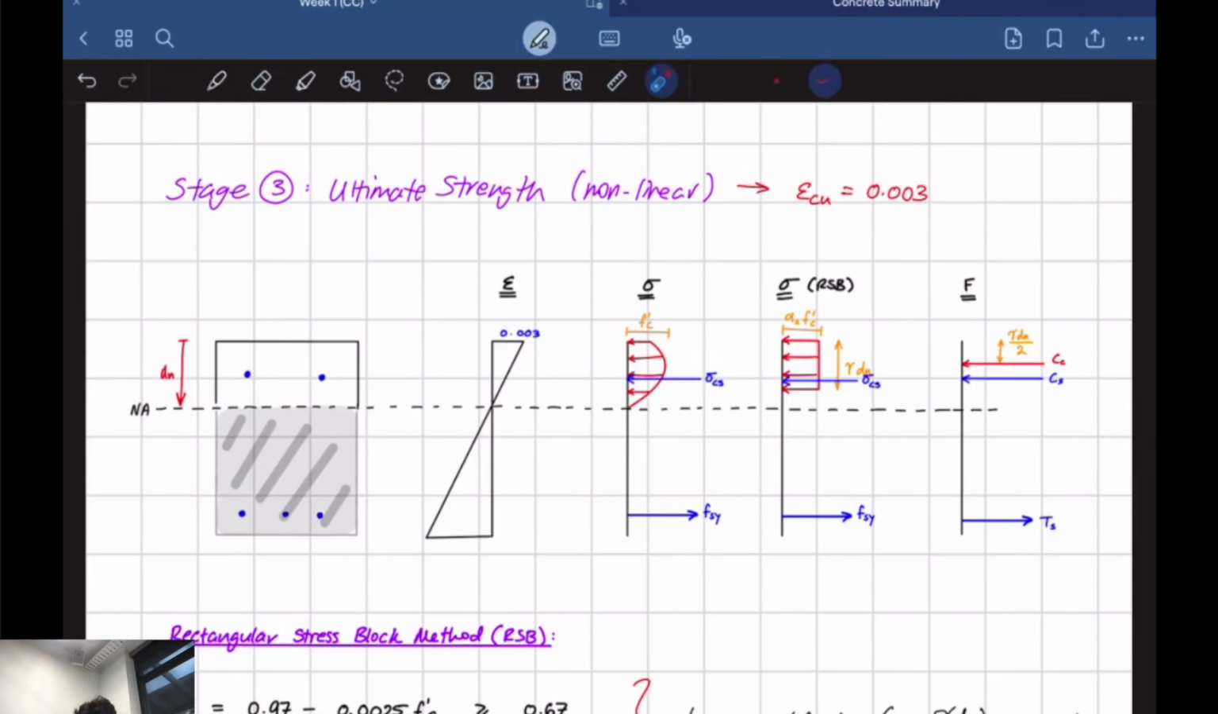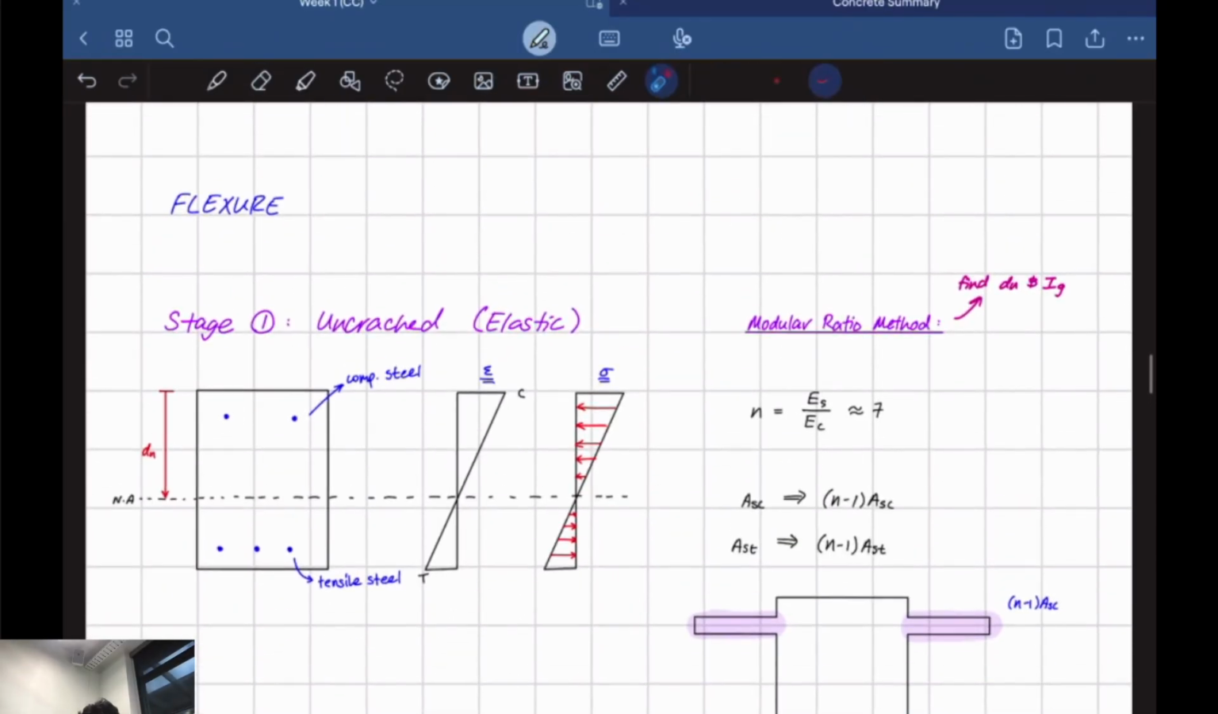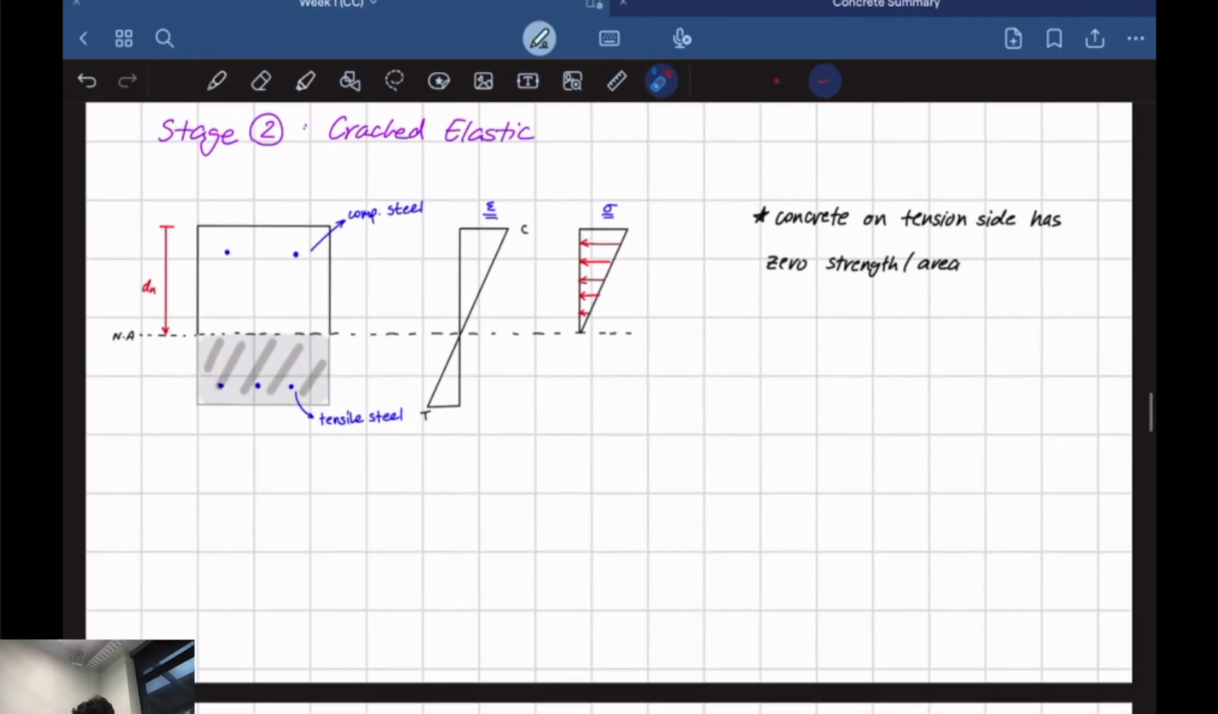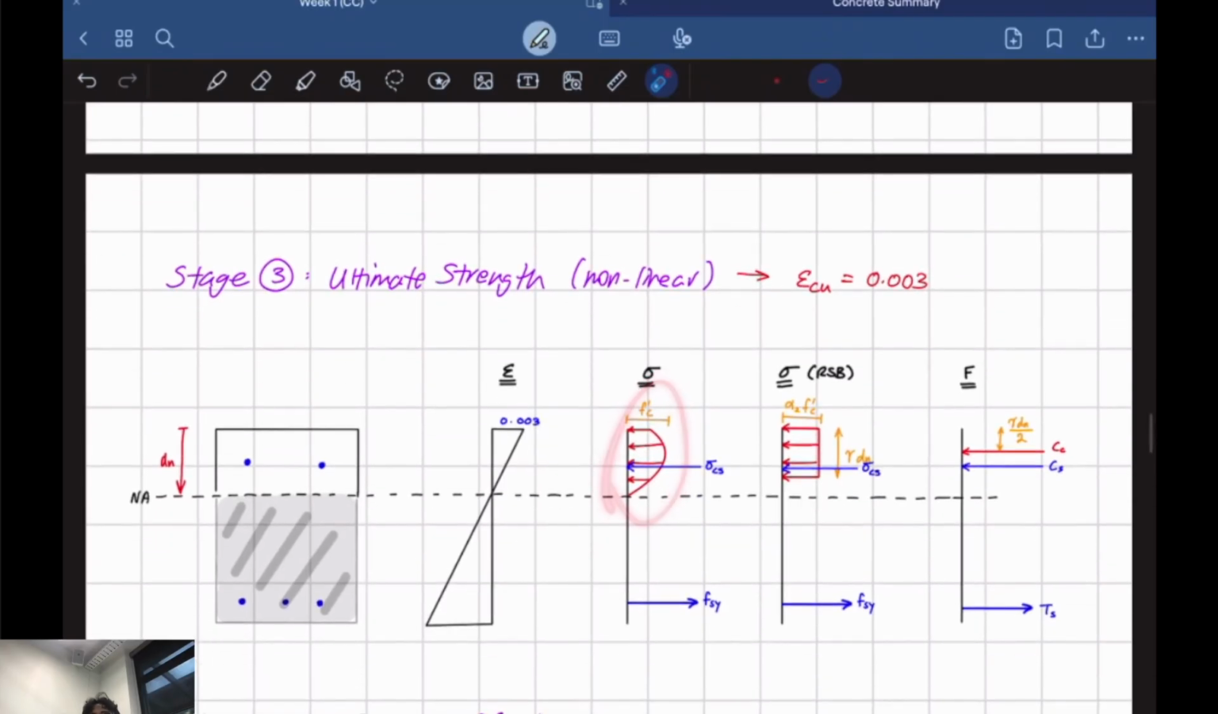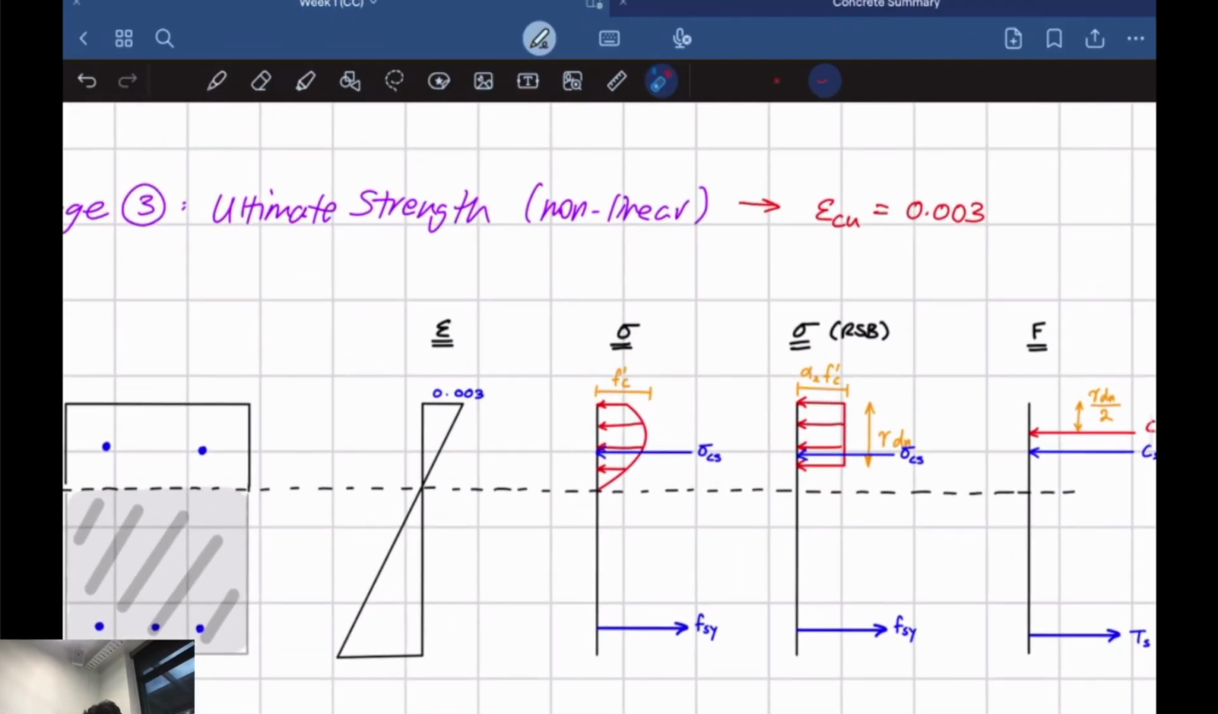So, the actual stress diagram looks pretty normal for the first stage. Second stage, it looks somewhat normal as well. Third stage, however, it becomes a parabola, right? So the people who made the AS3600, they're just like, you know what, sack that. We don't want to work with that parabola. Let's make it into a stress block, a rectangle, right? And to convert it from a parabola to a rectangular stress block, that's what we call it, RSB.